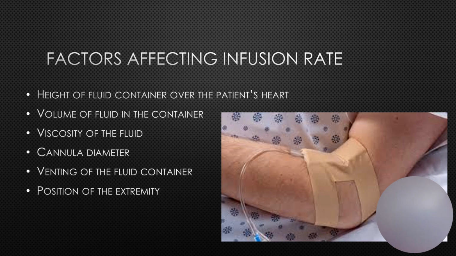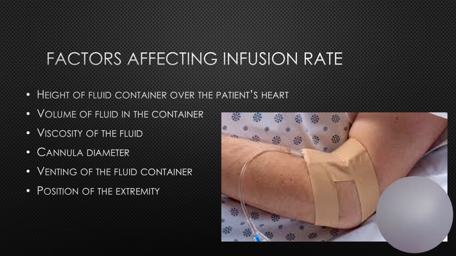There's a variety of things that can actually affect the flow rate of an infusion unless it's controlled by an infusion device. The height of the fluid container over the client's heart: the higher the container, the faster the flow rate. The volume of fluid in the container: the more volume in the container, the faster the flow rate. The viscosity of the fluid: how thick is it? The cannula diameter: it makes sense that fluid will infuse slower through a smaller cannula.